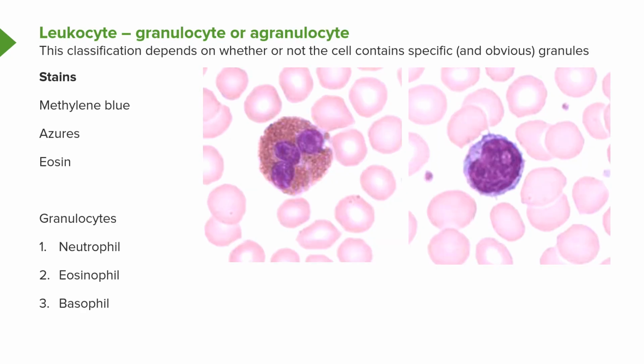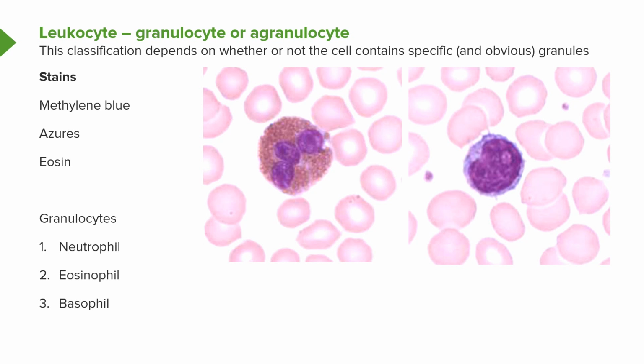Let's now move on to white blood cells, the leukocytes. They're granulocytes or agranulocytes. And the terminology we use is based on the fact that they either have granules within them or they don't have granules within them. So they're called granulocytes, having granules, or agranulocytes, without granules.